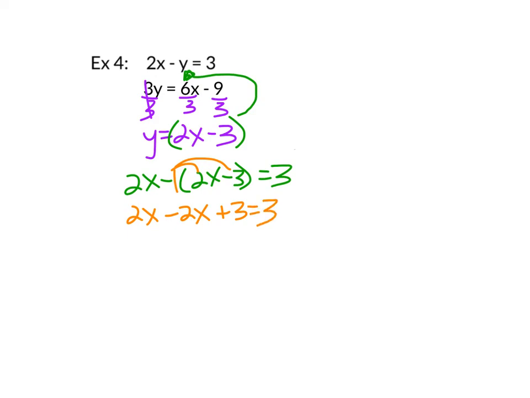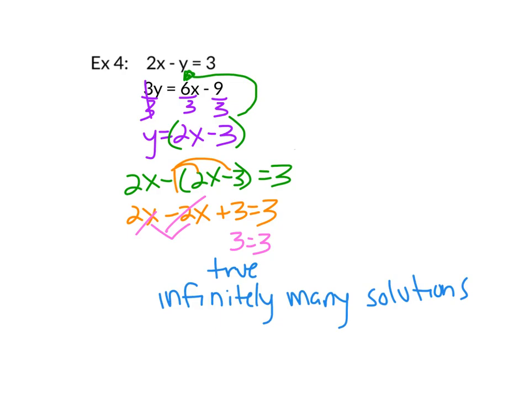And now I can combine like terms. 2x minus 2x. Hey, those cancel again. So let me write what I'm left with, which is 3 equals 3. So my variables have canceled out, so I stop doing the problem. I look at what I have left and determine if it's true or false. Does 3 equal 3? Absolutely, that's a true statement. That means I have infinitely many solutions. So on a grid, these two equations would actually be the same line. They just look a little bit different because of how they're written.